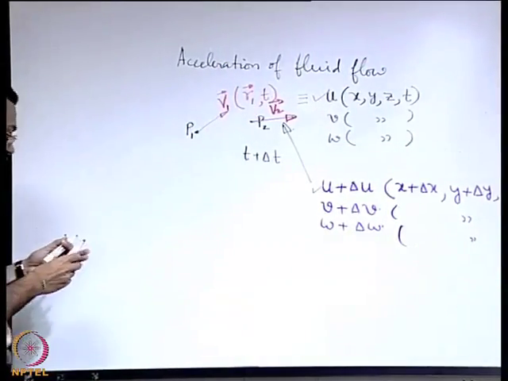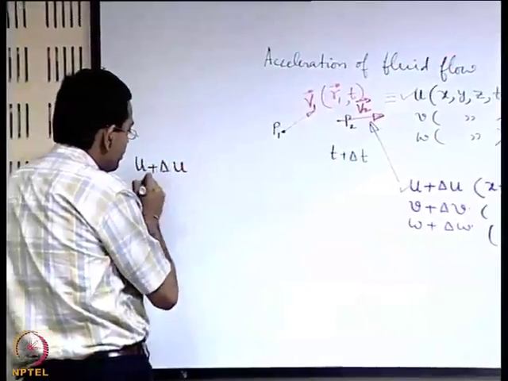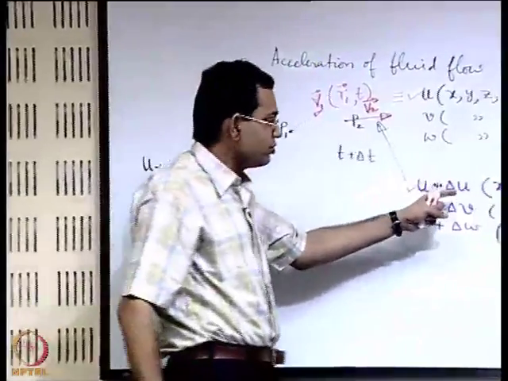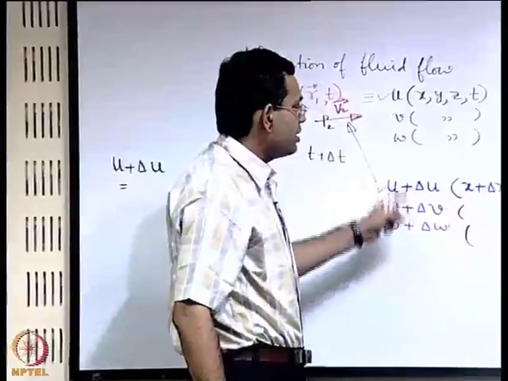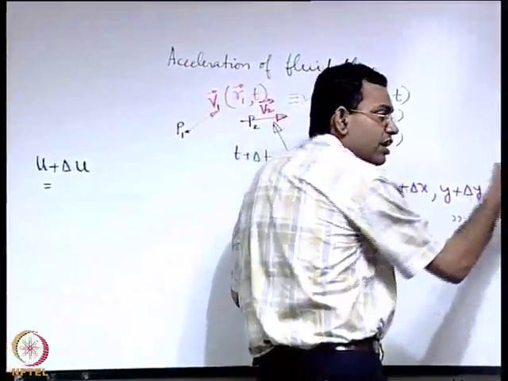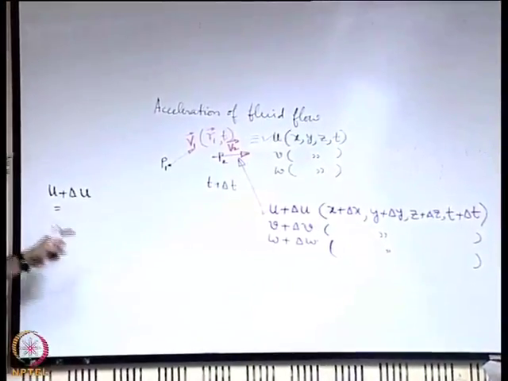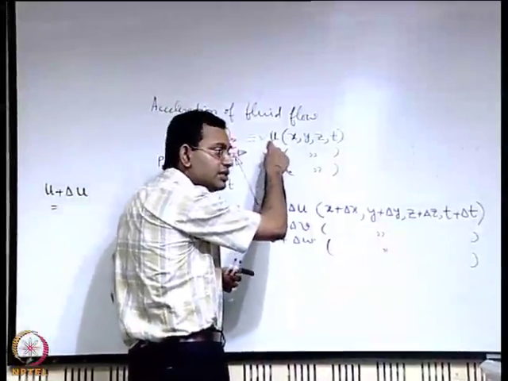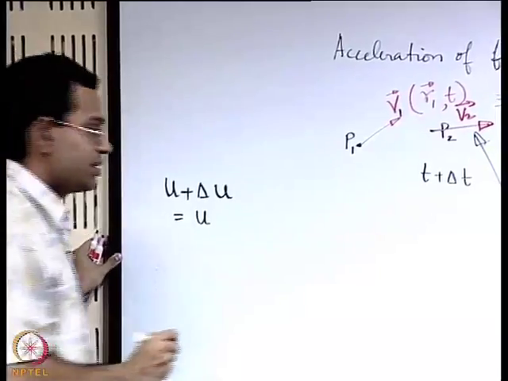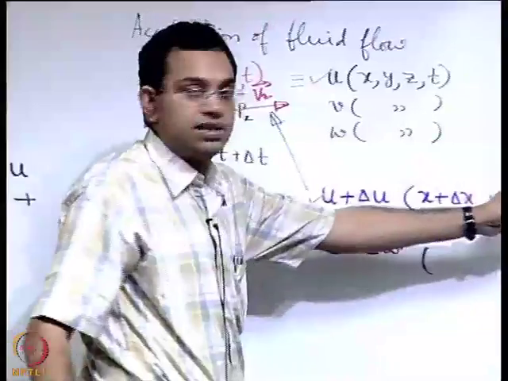So how can you write u plus delta u as a function of u? So u plus delta u is now dependent on the local position of the particle and the time that has elapsed. It depends on the original u plus the change. So what was the original u? That was u plus, see it is a function of 4 variables.